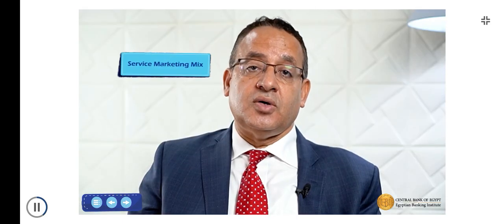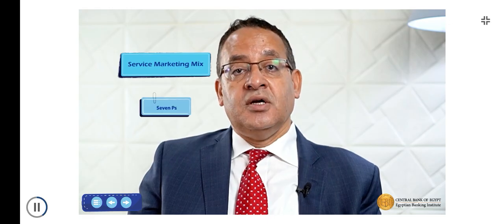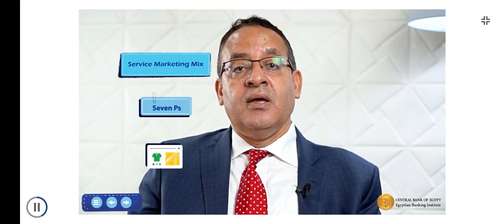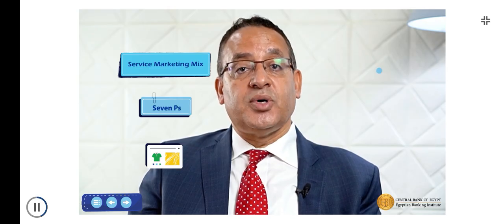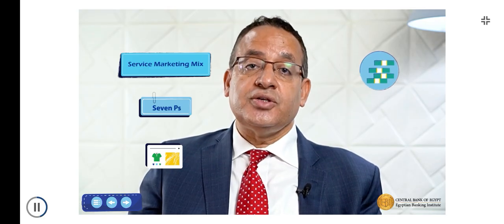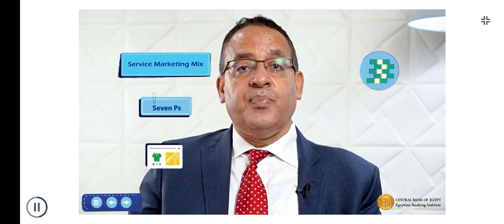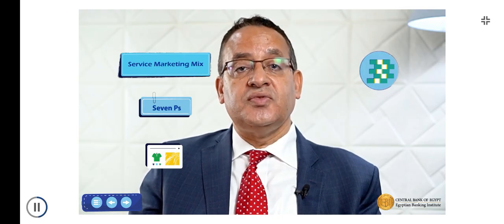Regarding the marketing mix of the services, we have 7 P's. The first P is the product. The product here is intangible. The second P is the price. For prestigious services, we have to set very high prices. For example, healthcare services set very high prices in order to communicate that the service quality is high.